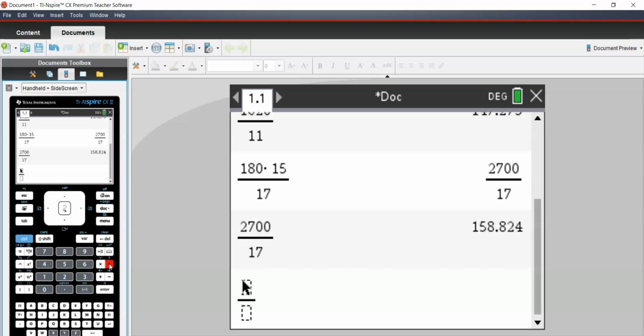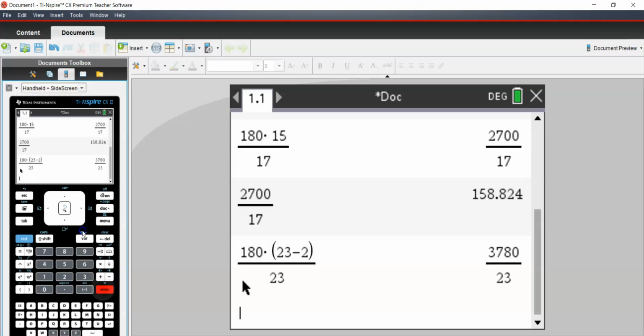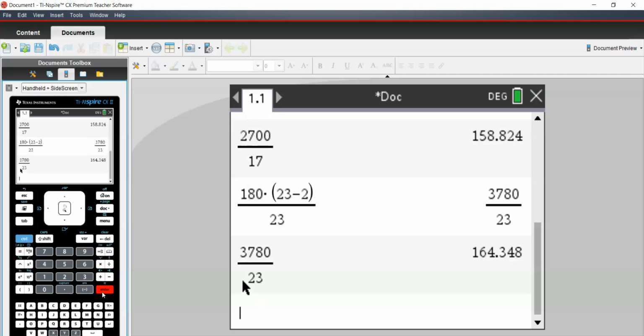Control divide. I'm going to show you that you don't have to actually do the subtraction. You can let the calculator do everything for you. Just type it in exactly as you see it. Again, we ended up with a fraction. Control answer, control enter.